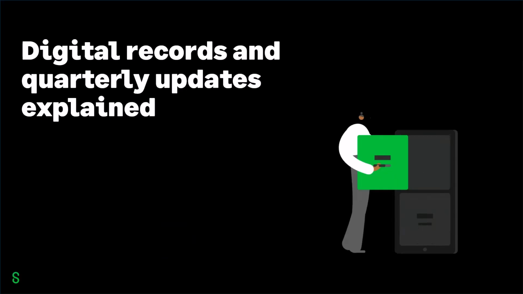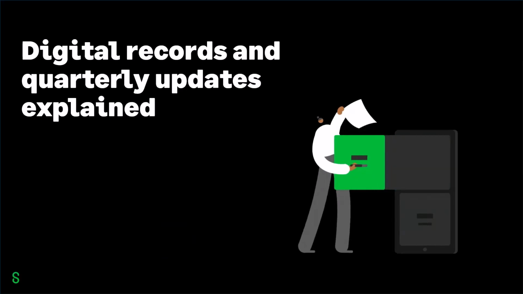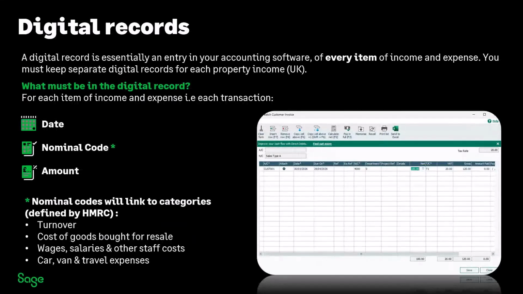So let's delve into a bit more about the digital records and the quarterly updates. When it comes to processing in the software, you must enter all income and expenses. If you're a sole trader and a landlord, you must keep your property digital records separate from your business digital records. When entering transactions, you must include the mandatory fields like date, nominal code, and amount.